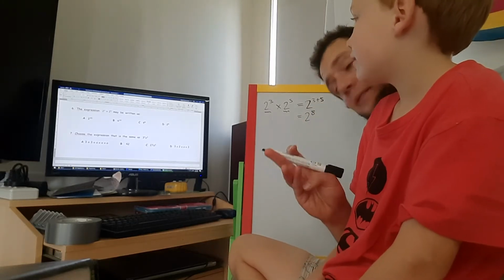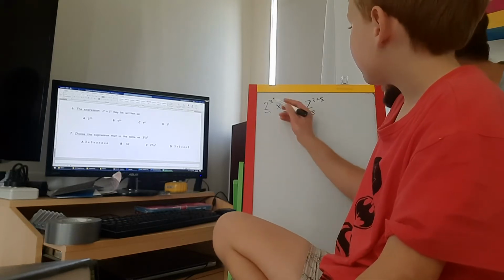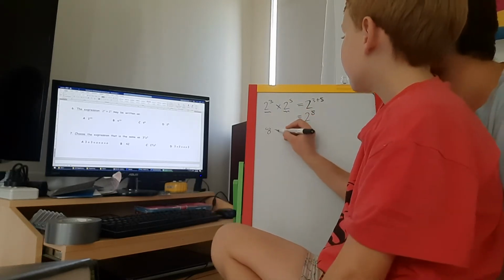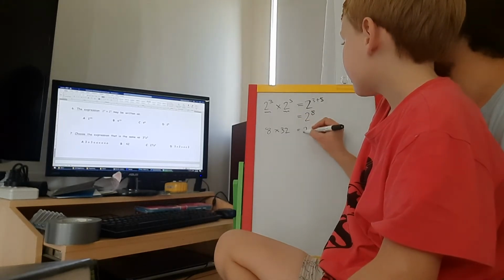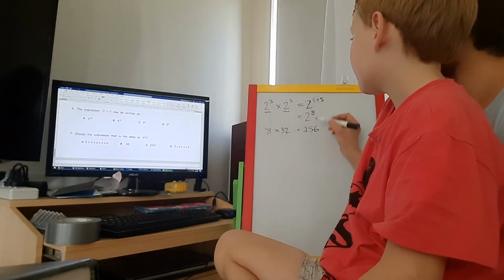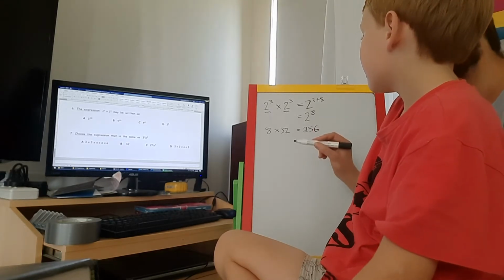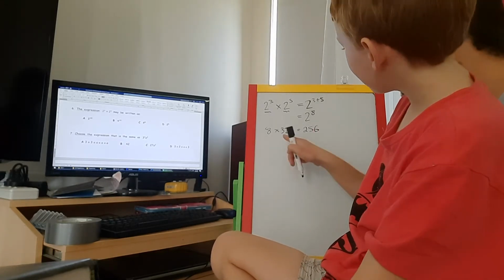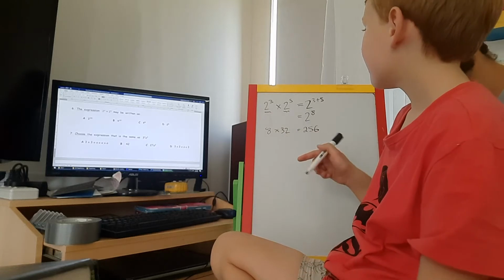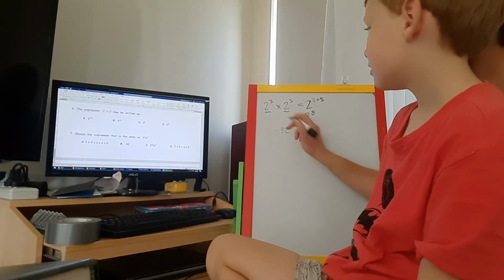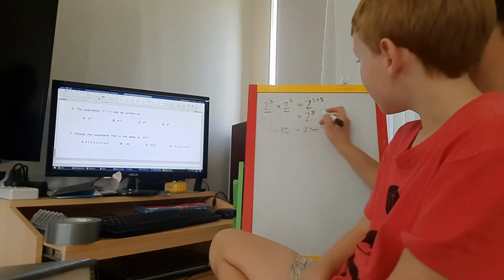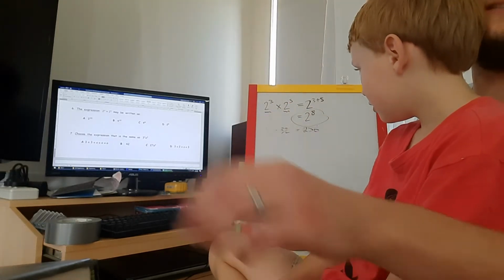Now if you go and do that in painful detail with the numbers, 2 to the power of 3 is 8, 2 to the power of 5 is 32, and that'll give you 256. You'll find that 256 is actually 2 to the power of 8. How cool is that? You can just add the indices in that situation. So for you guys at home, 2 to the power of 3 times 2 to the power of 5, add the indices, you get 2 to the power of 8, which is D.